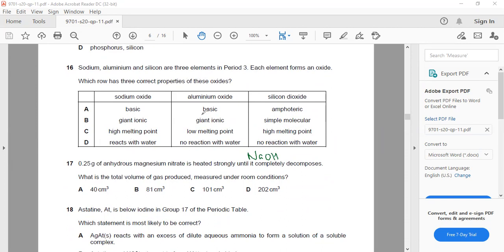Aluminum oxide, basic, wrong. It's correct. Low melting point, wrong. No reaction with water, yes. D is the answer. Silicon oxide also no reaction with water, yes.